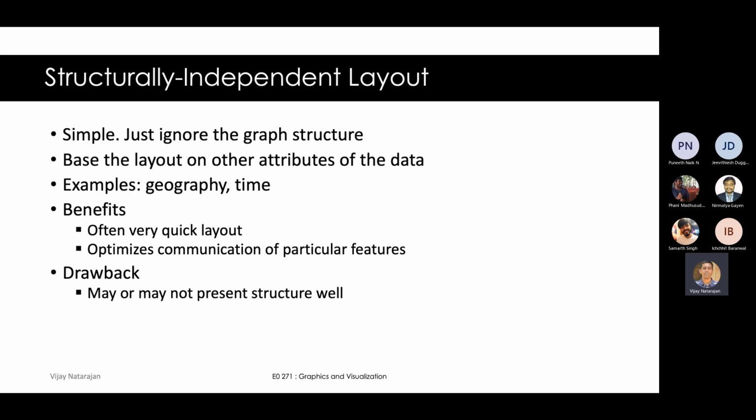Another completely different approach is to just ignore the connectivity structure and show the graph as it is with the nodes, but use the attributes of the data to identify the layout. For example, if you have geography data, you use the geographic locations to just position the nodes and then show them. The layout is very easy to compute. And in some cases, it's easier to interpret this graph. Of course, it doesn't show the connectivity so well in some cases.